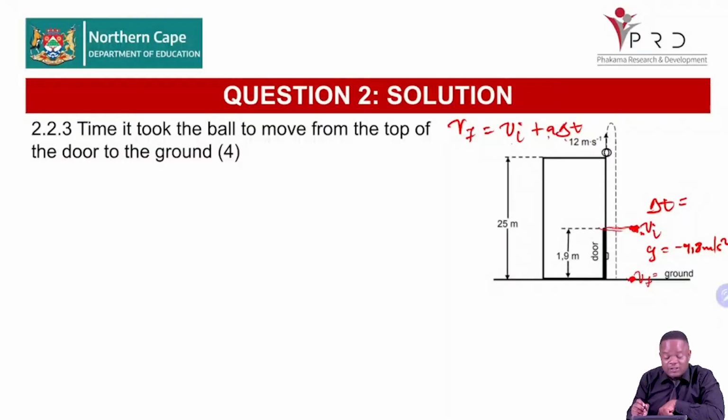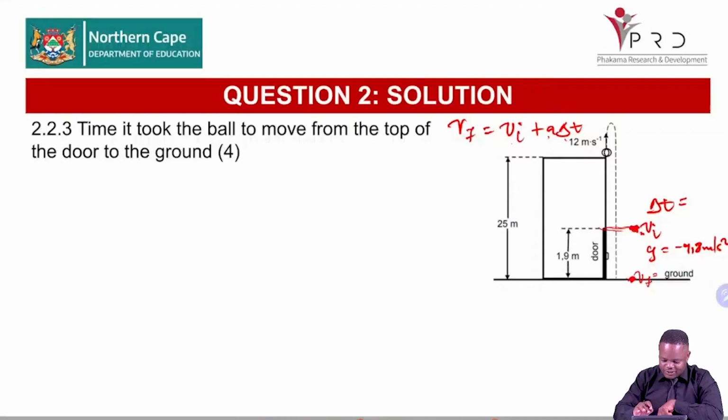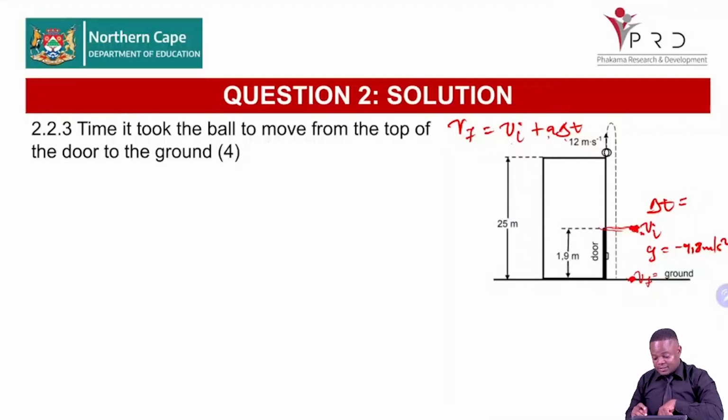The delta T, we don't know, which is what we want to calculate. Right? So I hope you understand that first part. Okay, so we need now to calculate the velocity with which our ball is going to be moving when it reaches the height of the door.